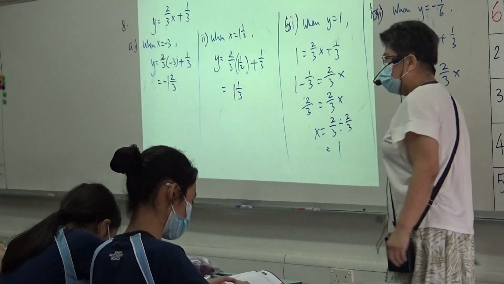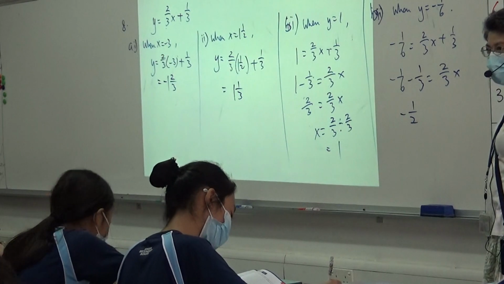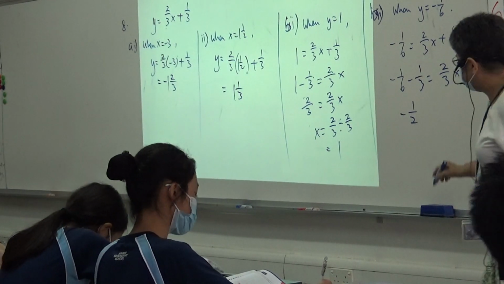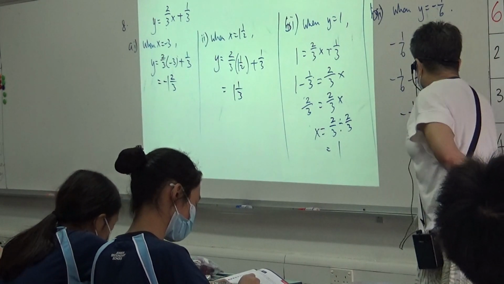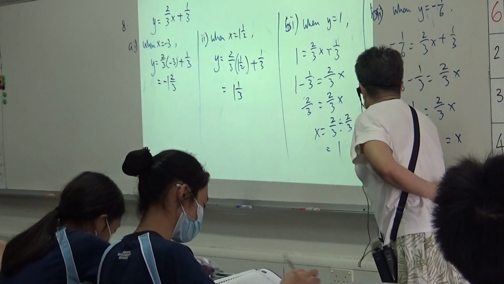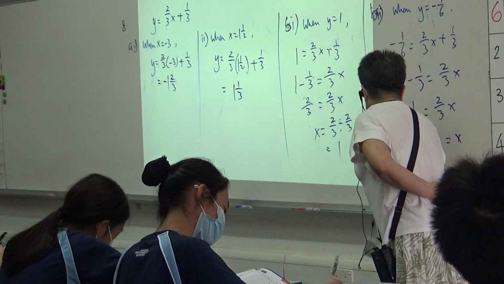Do you get a negative half over this side? This is a negative half over that side, is equal to 2/3 X, right? So if X stays here, use this one divided by 2/3, right?